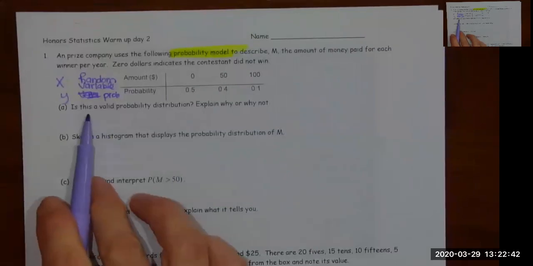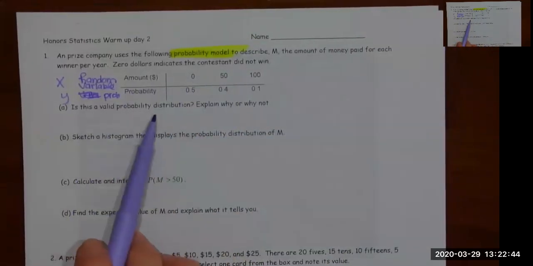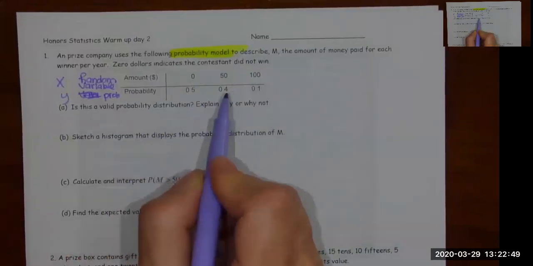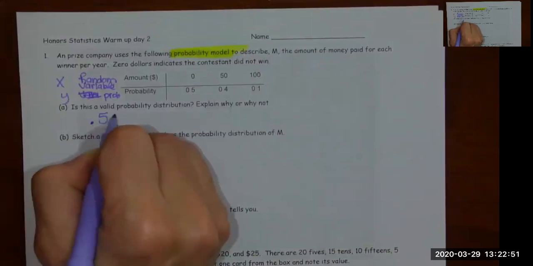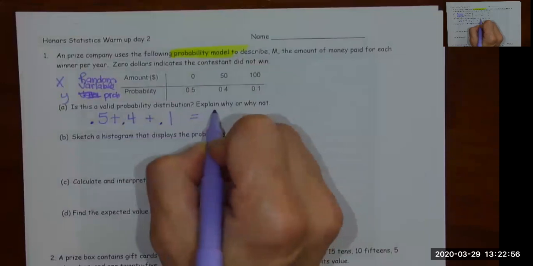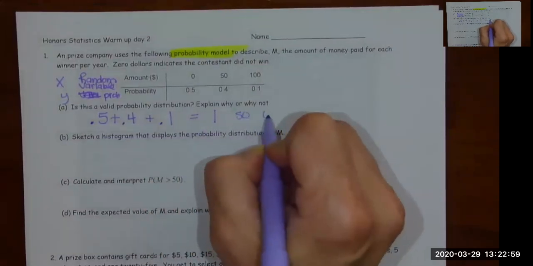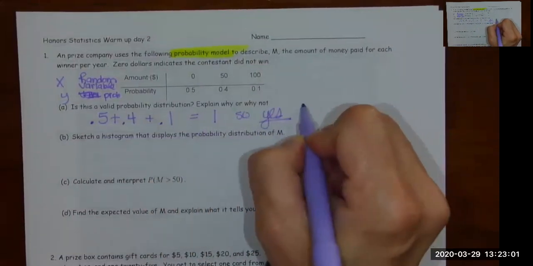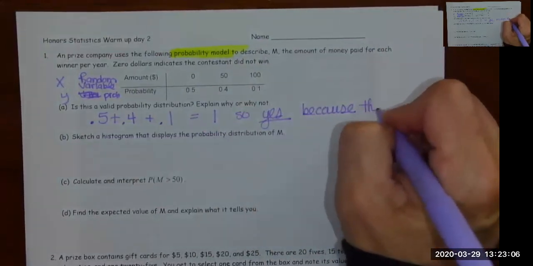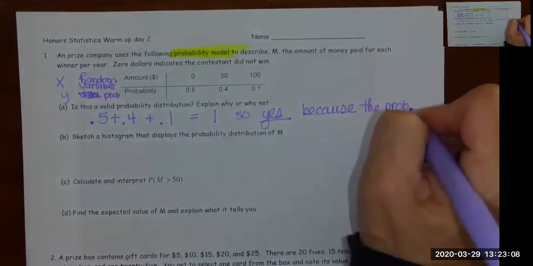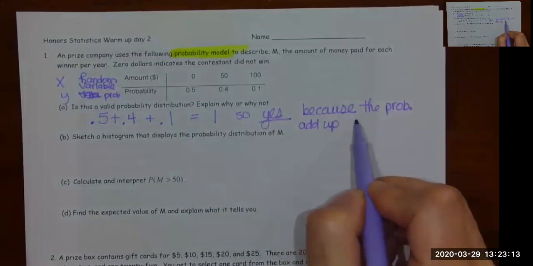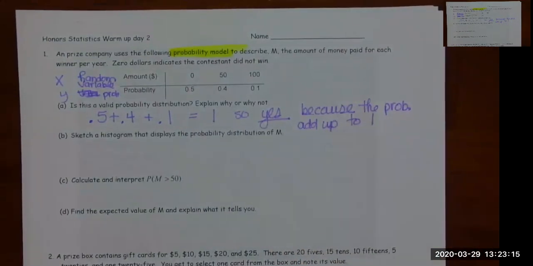So first question, they gave you one. Is this a valid probability distribution? Explain why or why not. So if we add up all of our probabilities, 0.5 plus 0.4 plus 0.1, they equal 1. So yes, it is, because the probabilities add up to 1.